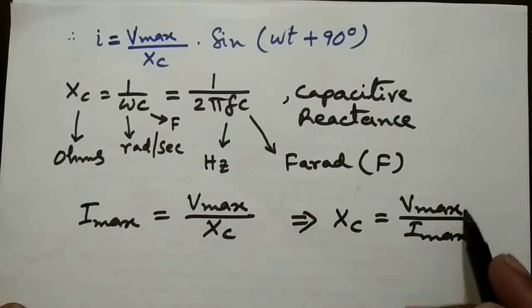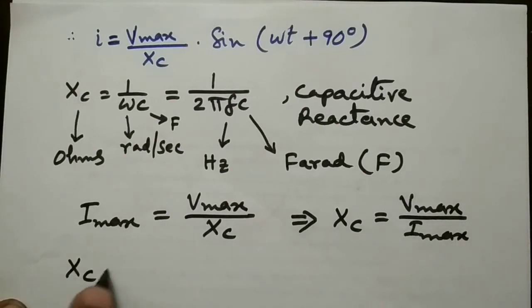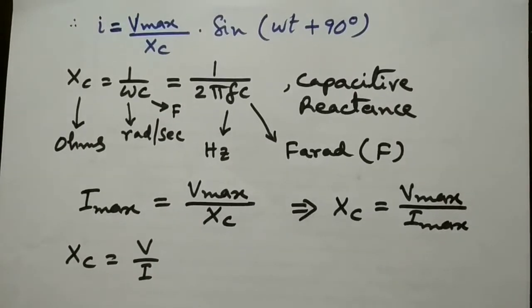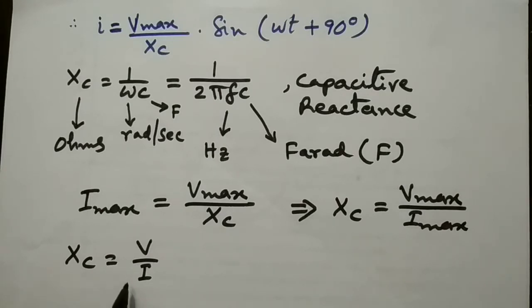If we divide the numerator and denominator by root 2, then the Xc can also be written as Vrms upon Irms. As we have seen in previous classes, for a purely resistive circuit, V upon I is called the resistance. For a purely inductive circuit, V upon I is the inductive reactance, and for a purely capacitive circuit, V upon I is the capacitive reactance.